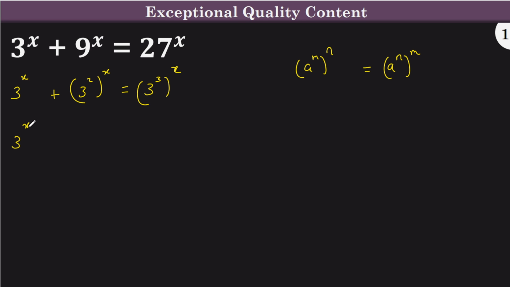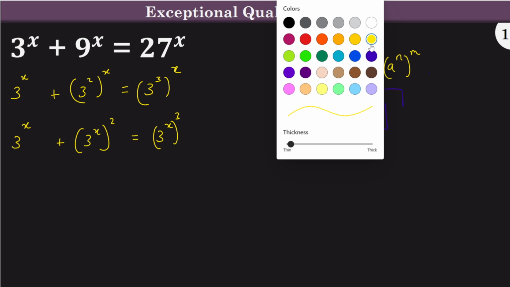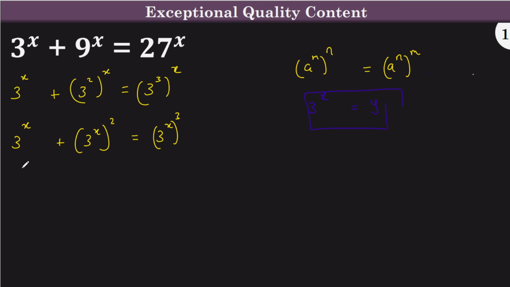So it is 3 raised to x. Why am I doing so? I'll just tell you. This equals 3 raised to x, raised to 3. Now, if I assume that 3 raised to x is equal to y, or we can assume anything, z or something else is also possible. So now this is y plus y square equals y cube.